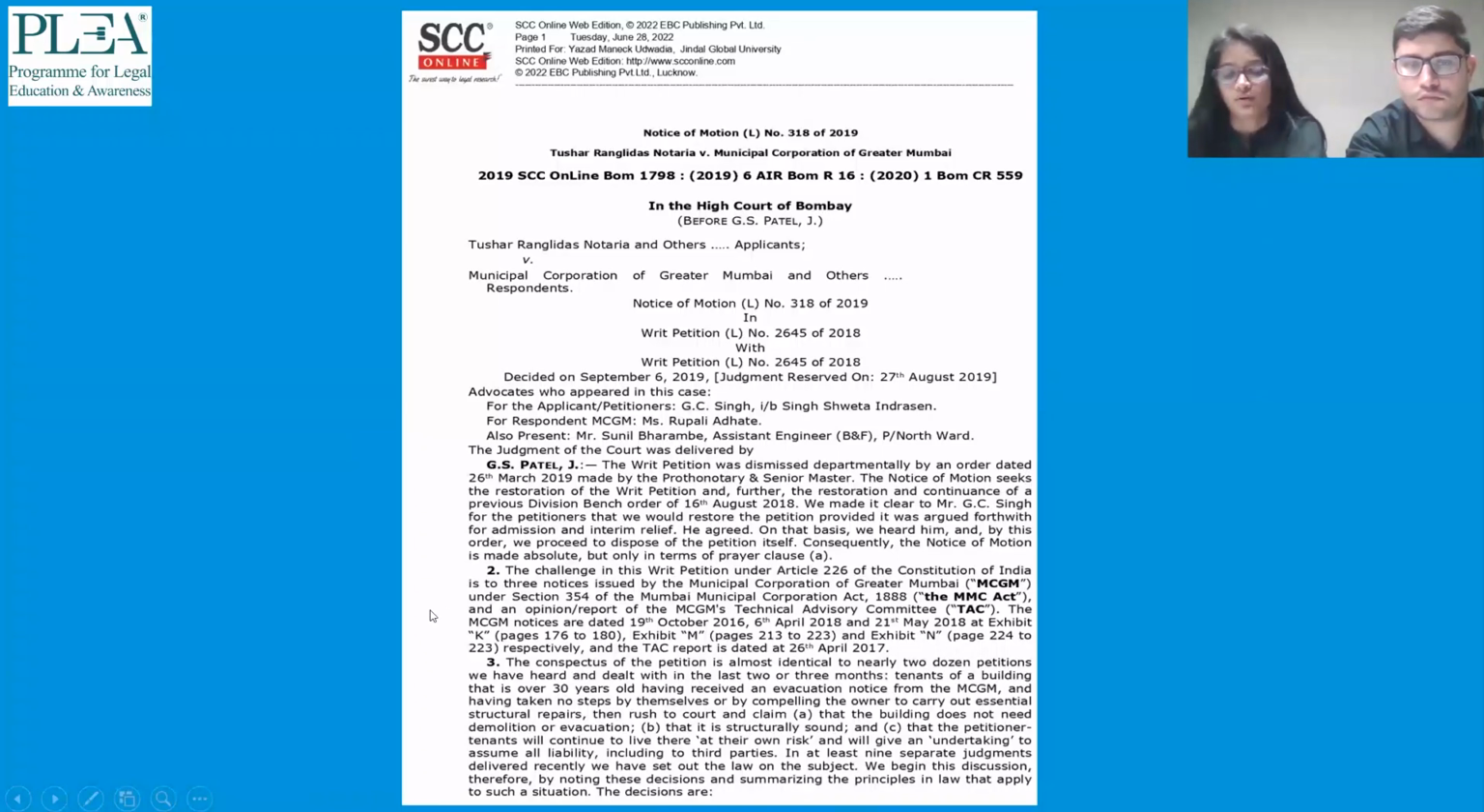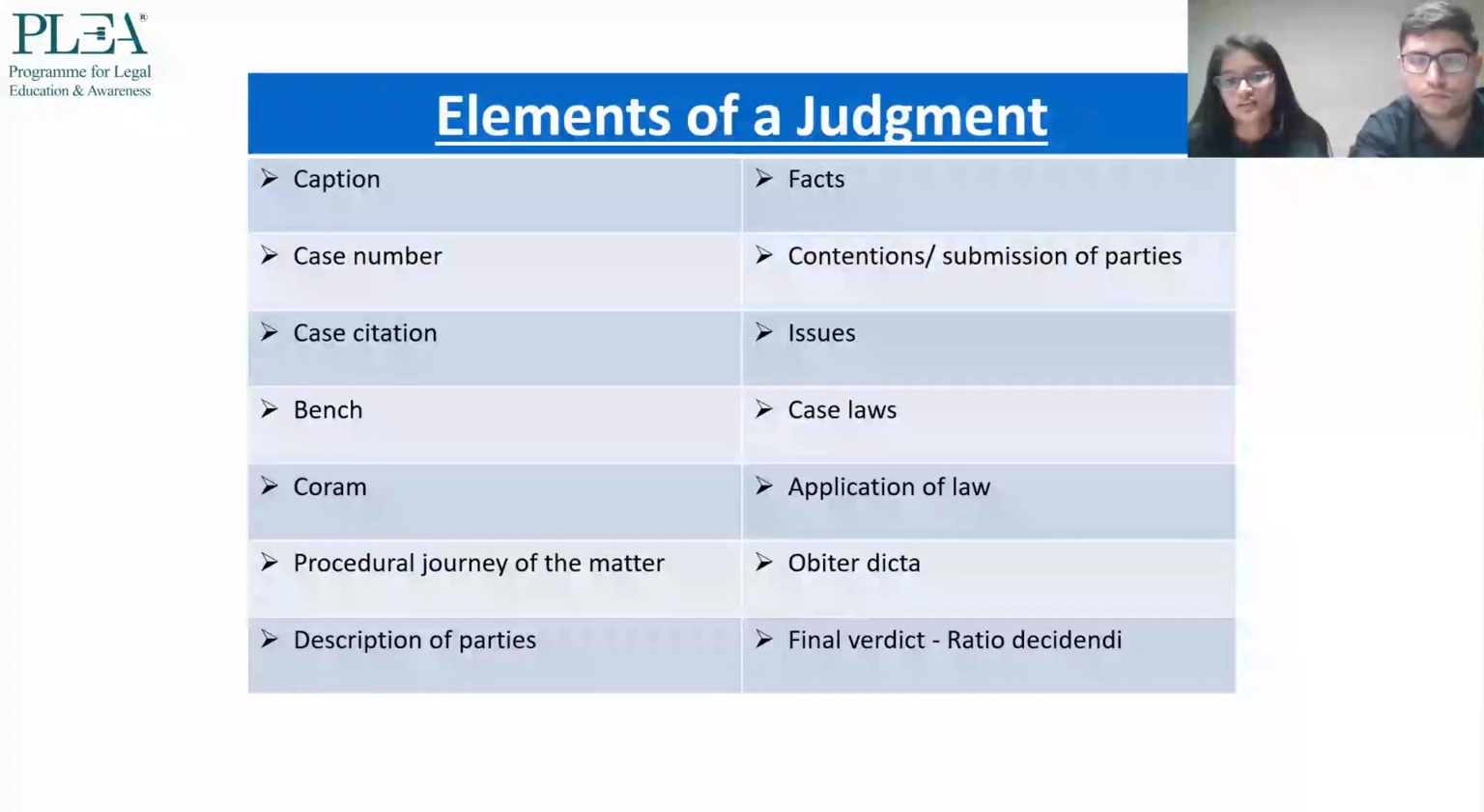So, application of law becomes very important, because when you're reading a judgment and looking for a judgment which is on the same point of law, and you see the provisions which are similar, you get a context of what you're looking for. Now, last but not the least, there are two most crucial elements of a judgment, which are the ratio decidendi and the obiter dicta.